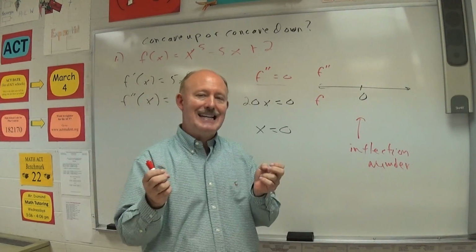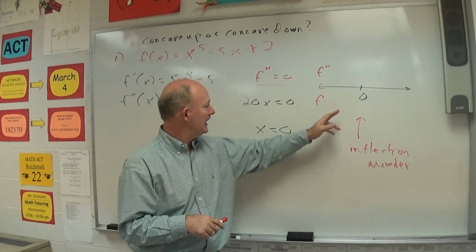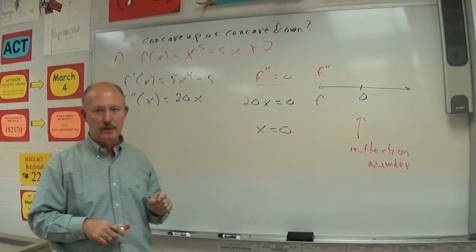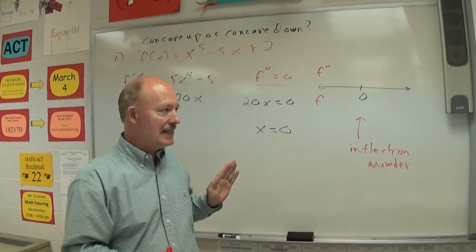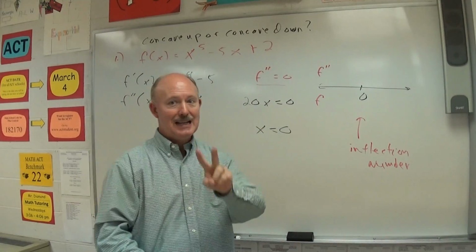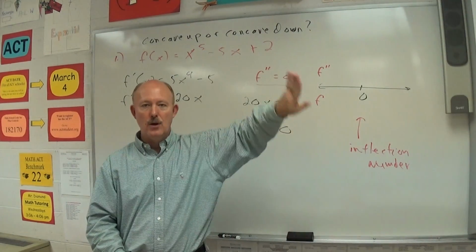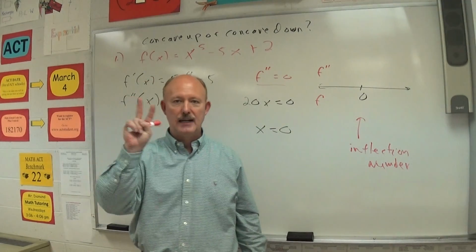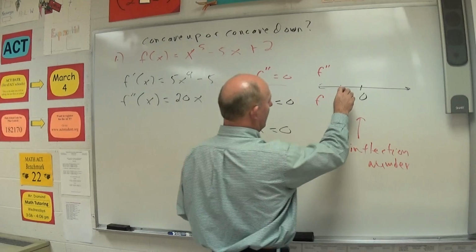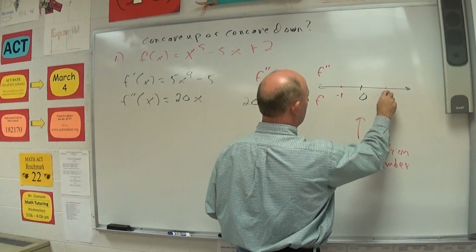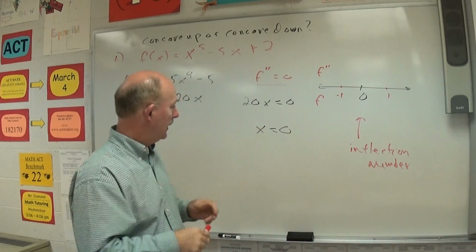So we're going to pick us out a test value, and we're going to substitute it into the second derivative now. Because remember, the first derivative tells you whether the graph is increasing or decreasing. The second derivative tells you the concavity. Is it concave down or concave up? So the second derivative tells you the concavity. So let's pick us out a couple of test values. I'm going to try -1 and +1. So we'll try some number to the left and to the right, and let's see what we get.